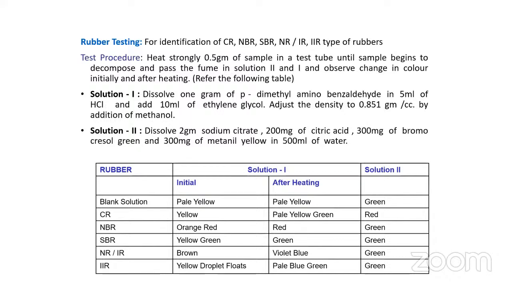So again, there are some tests for rubber, for identification of rubbers or types of rubbers. To identify the rubber, you have to heat the rubber sample strongly. You can take 0.5 gram of sample and heat it strongly in a test tube until the sample begins to decompose.